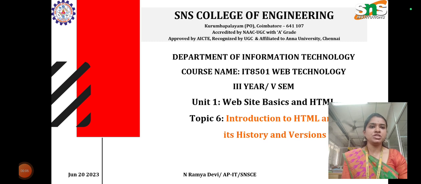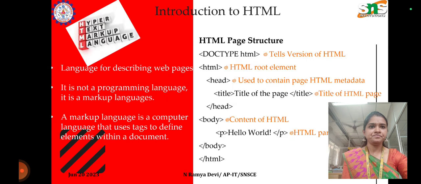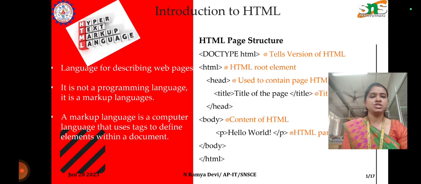So today I'm going to share a small topic regarding HTML, its history and versions. So what is HTML? HTML is hypertext markup language, which is a language for describing web pages. It is not a programming language, it is a markup language. A markup language is a computer language that uses tags to define elements within a document.